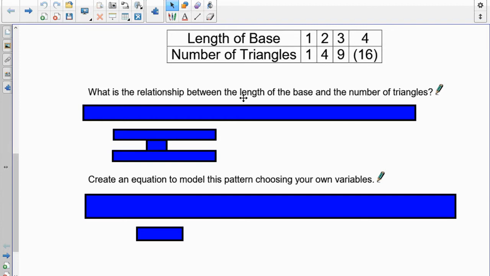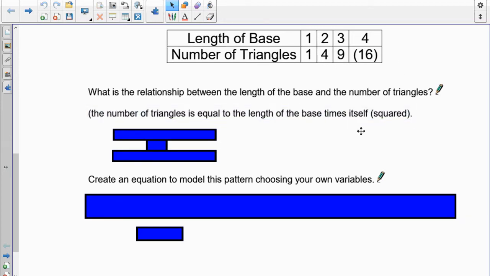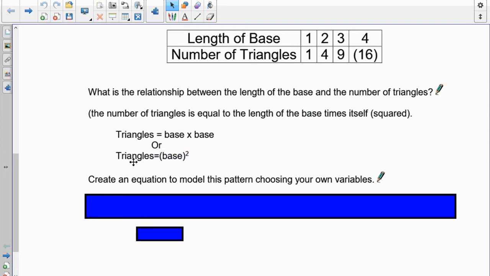So when you ask what is the relationship between the length of the base and the number of triangles, what we're doing is multiplying the length of the base by itself, and that gives us the number of triangles. If we want to continue past this, and you had a base of 5, then to figure out the number of triangles, you'd have to take 5 and multiply it by itself. So we now know that the triangles are equal to the base times the base. We can also rewrite this, because it's the same base, and say that the triangles equal the base squared.